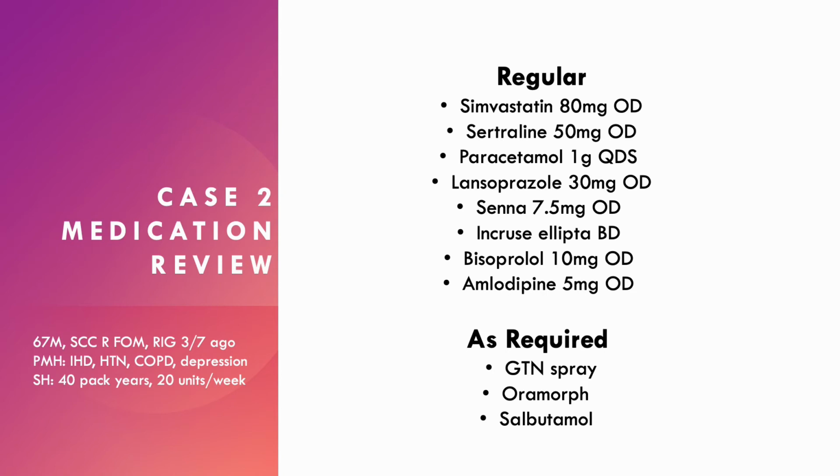So looking at the side effects of these medications, senna can cause electrolyte imbalances. Prolonged use can cause hypokalemia, so low potassium. So that's unlikely to be a cause of anything. Salbutamol can also cause hypokalemia in high doses. However, this patient is unlikely to be using it in high doses, and it also is affecting the potassium, not the sodium, which we're looking at.